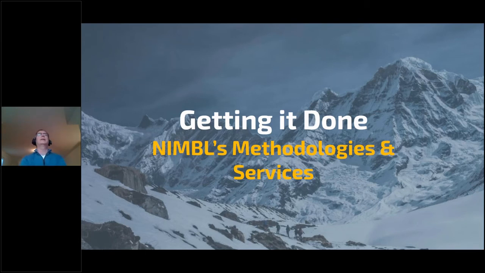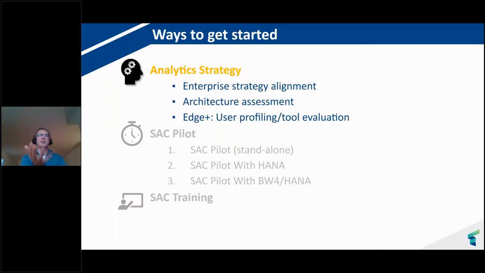So a couple things that we like to look at. The first, I was just discussing, analytics strategy. So what is your enterprise strategy alignment? What architecture will you need to put this in place? And using what we call our Edge Plus methodology, let's profile your users and determine, does SAC have all the features that they're going to need? Are they willing to change, willing to adapt to a new way of doing their jobs? Or are they very entrenched in the existing process that we, as IT, will have a hard time changing? Gradually perhaps, but not with a big Band-Aid tear off.